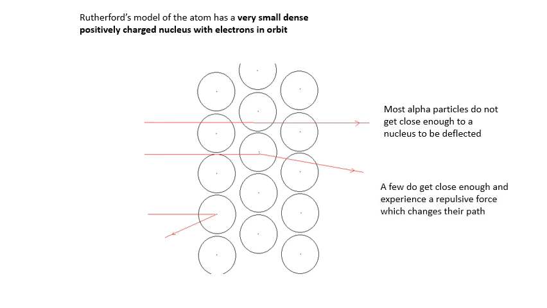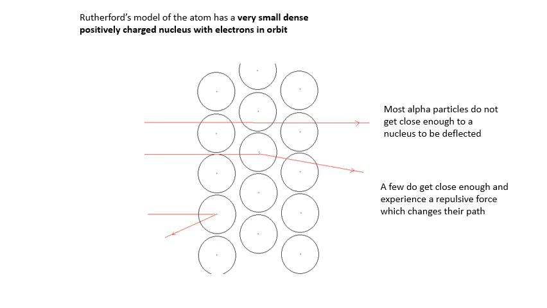A small number of alpha particles do get quite close to a nucleus, and they are repelled by the nucleus because they're both positive, and there's a repulsive force which changes their path. They are scattered. If you like, this experiment is called alpha scattering. They change direction.